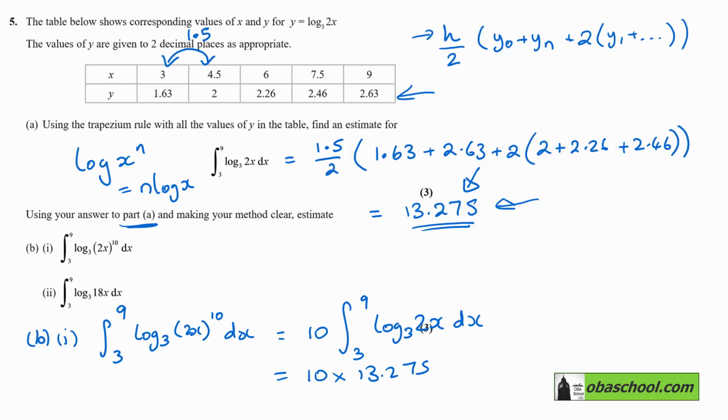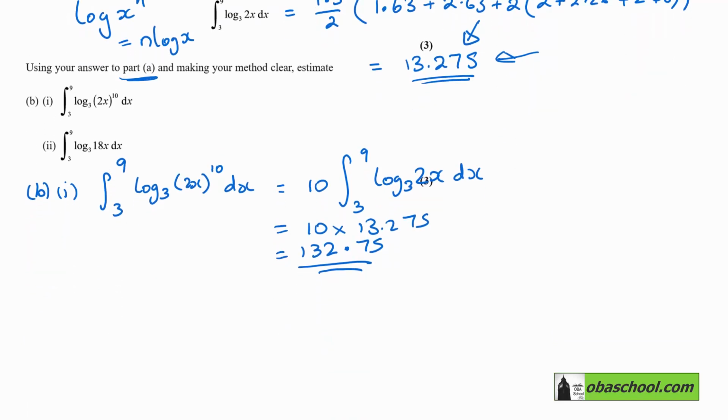which is 132.75. And I believe the answers say something of the type anything which rounds to 133. So in other words, my answer there is acceptable. Now part 2 requires a bit more work. I'll go through it fairly slowly.